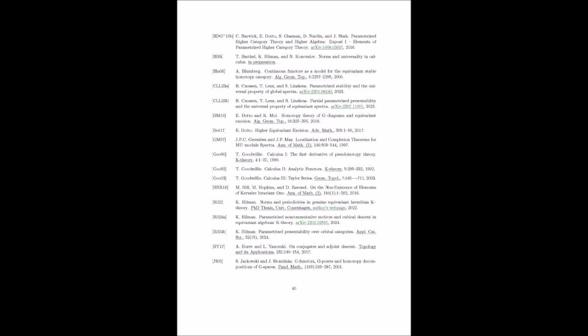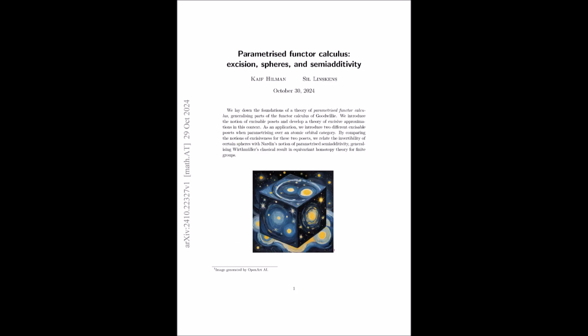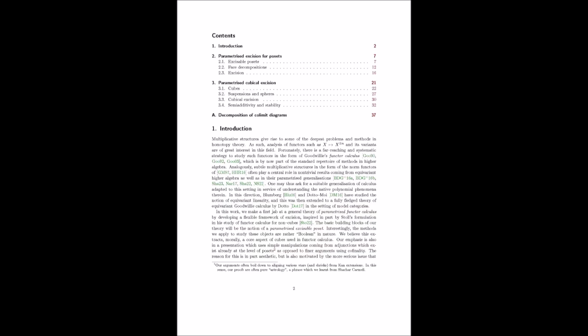Got it. And what about this excision, spheres, and semiadditivity part of the title? Those are some of the key concepts that the paper really explores. Excision refers to a certain property of functors. It basically allows us to break down complicated objects into simpler pieces. Spheres are very special objects. They play a really fundamental role in homology theory. And semiadditivity is a condition that captures certain algebraic structures.